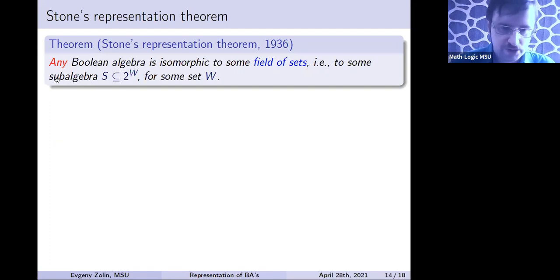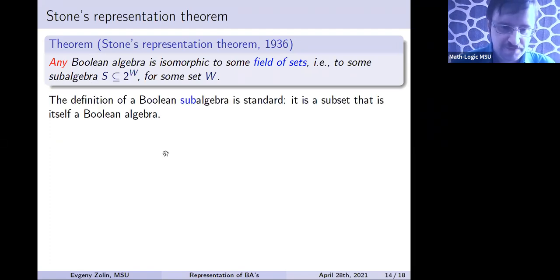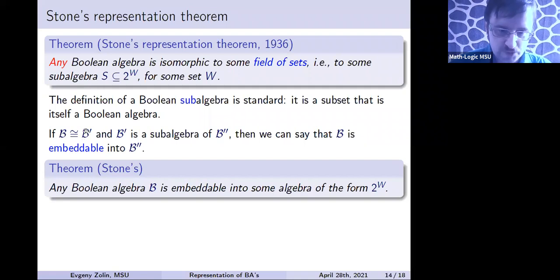Well, here we have the notion, the word subalgebra. Of course, the definition of a Boolean subalgebra is standard from algebra. This is simply the subset on which all operations are defined and which satisfies the same laws, the same axioms, which itself is a Boolean algebra. This is standard. And if we have that one algebra is isomorphic to another algebra, so the first algebra is isomorphic to the second one, and the second one is a subalgebra of a third one, then we say that the first algebra is embeddable into the third one.